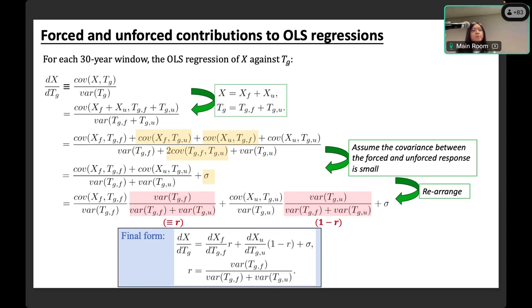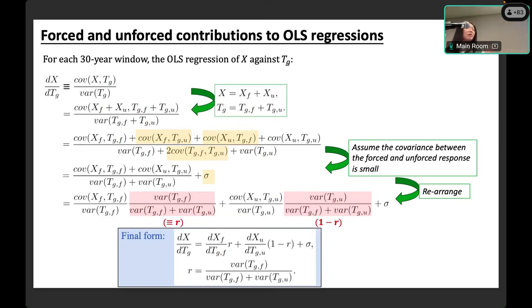So the three terms highlighted in yellow, if they are weak, we can lump them into the forced side of the equation, the sigma term that represents the covariance between the forced and unforced parts. The fifth line is just a rearrangement of the fourth line. So we end up with the final form that separates the full response of the ordinary least squares regression. If X is R, then it's feedback. The full feedback is the forced part of the feedback and the unforced part of the feedback weighted by these R and 1 minus R. So it's just a weighted average between the two components, and the weighting is determined by the relative magnitude of the variance of the global mean temperature.